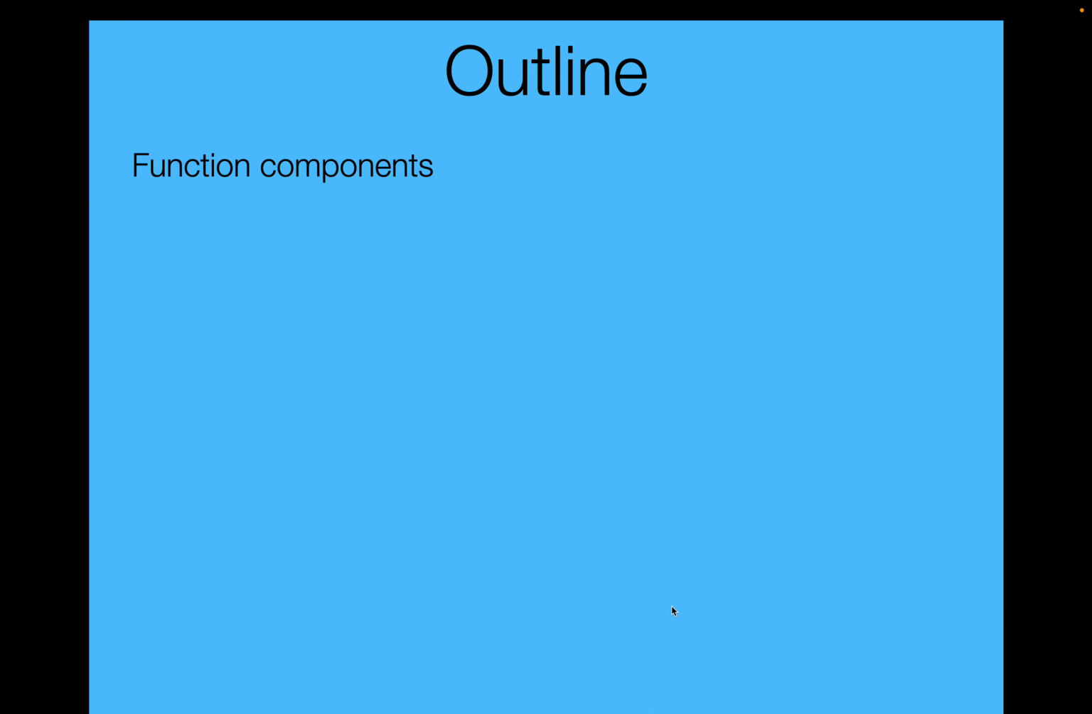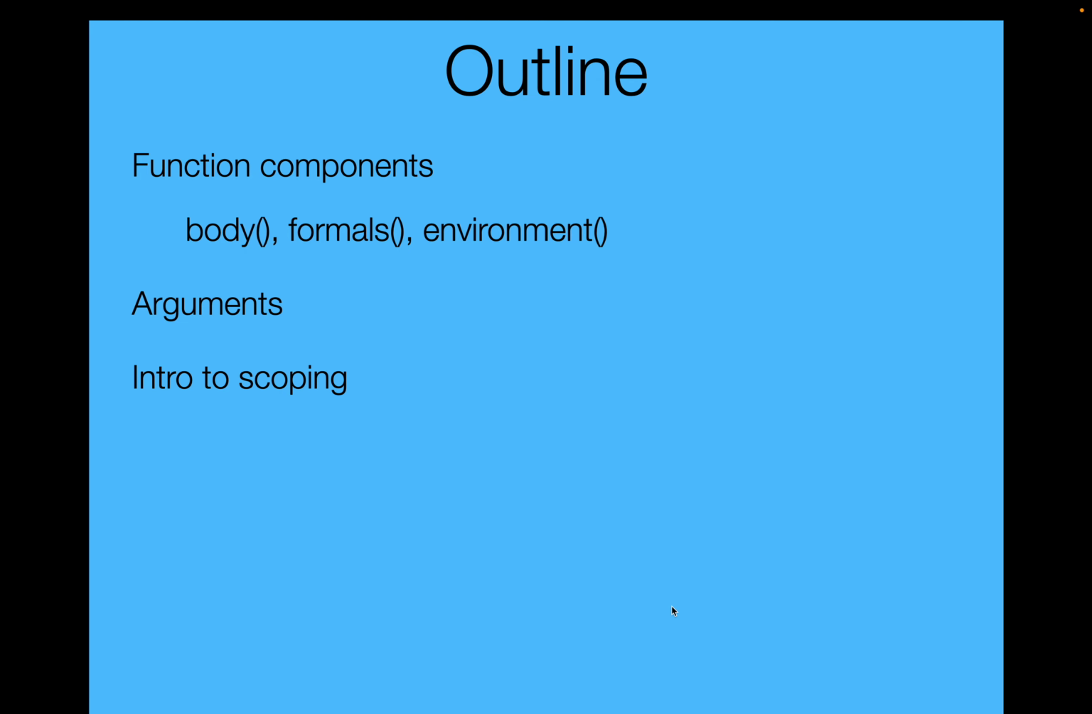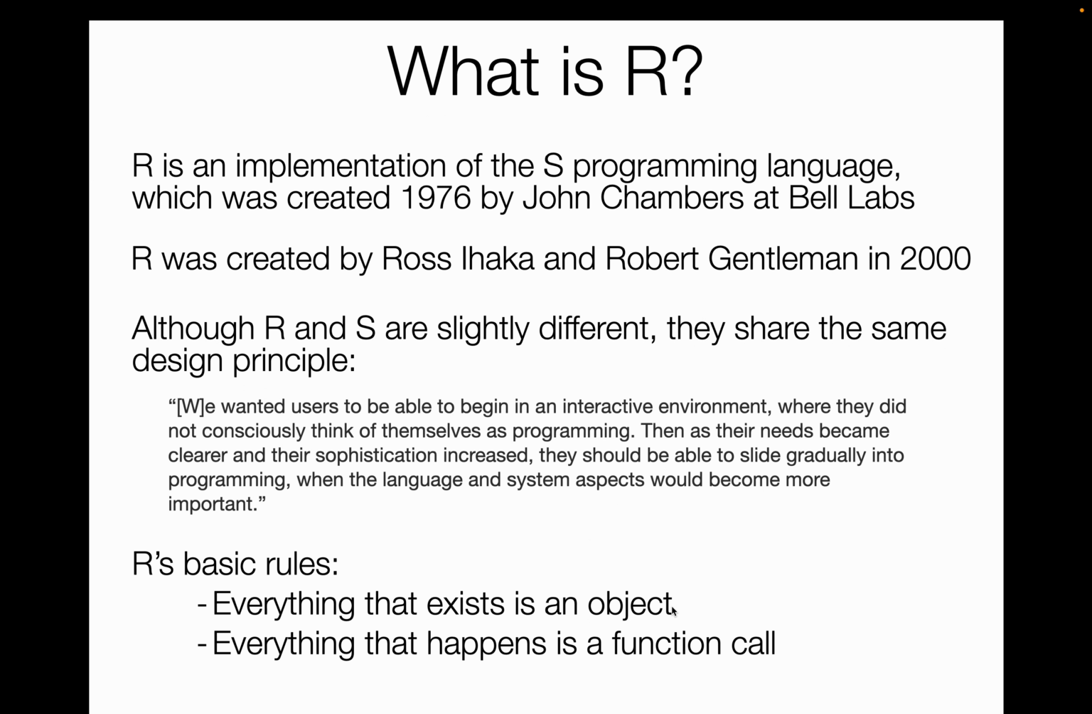We're going to talk about function components. This is some really low level R stuff that you're never going to see again, but I do want to show it to you for completeness' sake. The function components: the body, the formals, and the environment, the arguments, and then an introduction to scoping. We're going to spend most of our time on the arguments and how the arguments work, because that's what you're going to have to interact with the most.